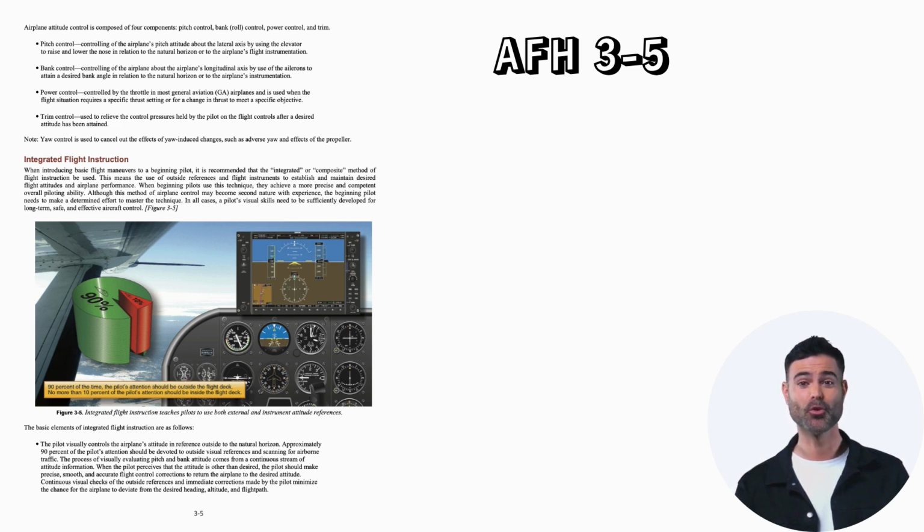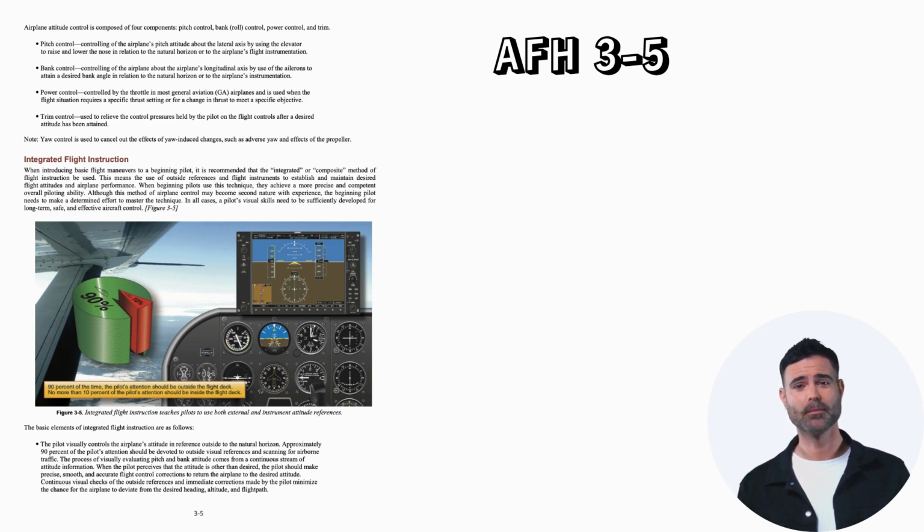Power control: controlled by the throttle in most general aviation, GA, airplanes and is used when the flight situation requires a specific thrust setting or for a change in thrust to meet a specific objective. Trim control: used to relieve the control pressures held by the pilot on the flight controls after a desired attitude has been attained. Note: yaw control is used to cancel out the effects of yaw-induced changes, such as adverse yaw and effects of the propeller.